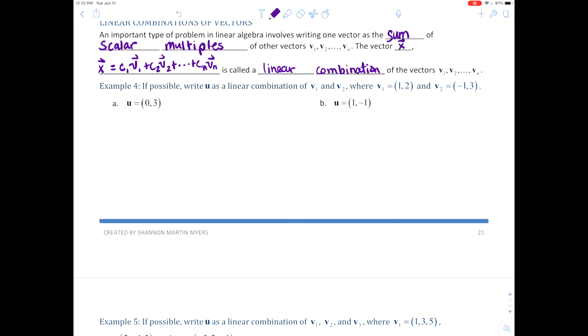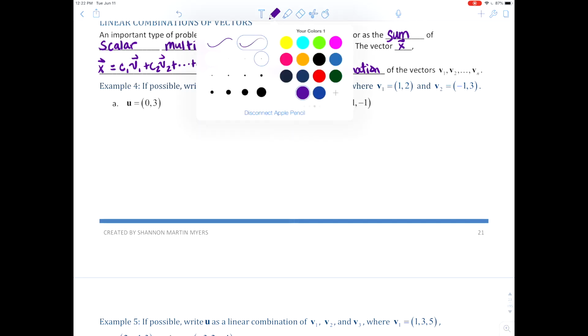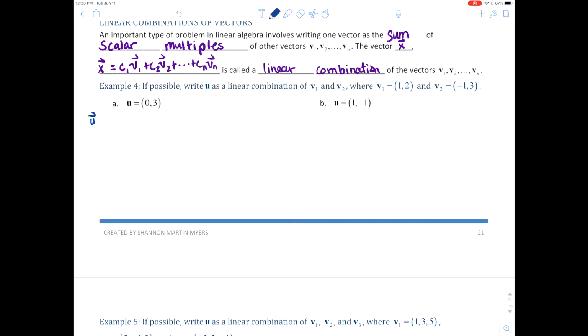All right, let's check it out. We've got our first one, part A. It's good to start these out by writing things in general so you can see what they look like. We want to see if it's possible to write the vector u as some constant c1 times v1 plus some other constant c2 times v2. We have some of this information, don't we? The vector u terminates at 0, 3, and then putting in v1 and v2, we'll have c1 times 1, 2 plus c2 times negative 1, 3.